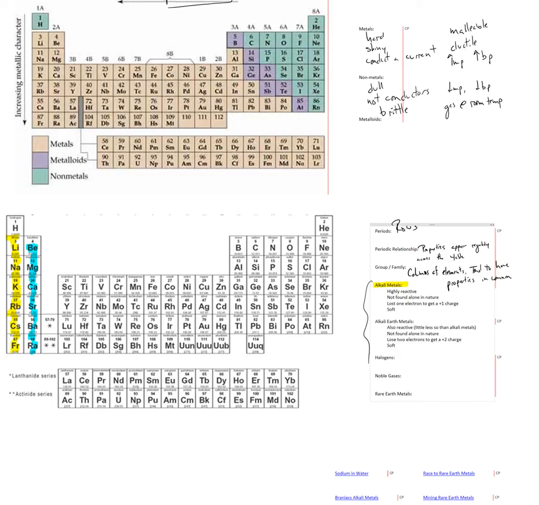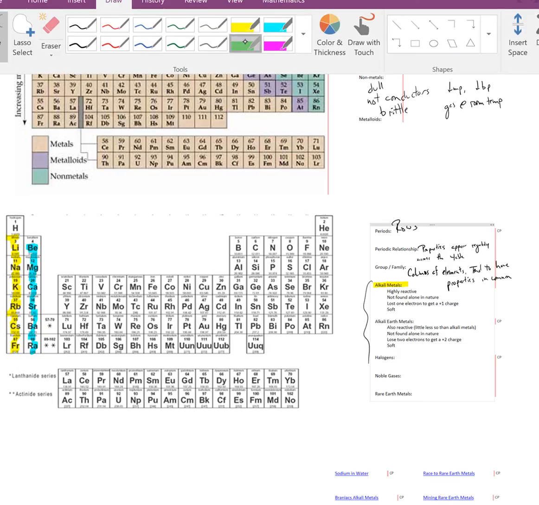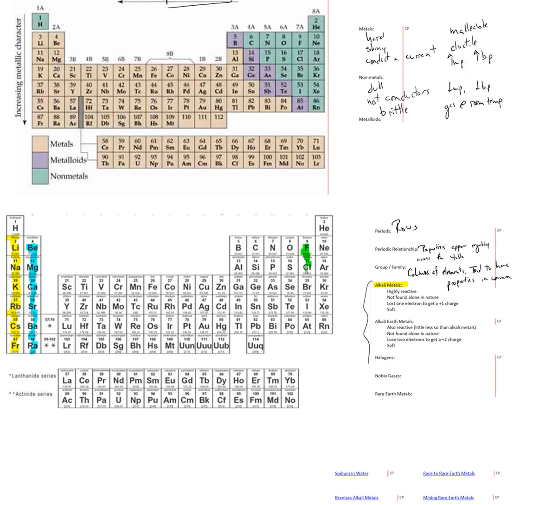Look at our halogens. Halogens right here: fluorine, chlorine, bromine, iodine. Astatine is incredibly radioactive, and there's very, very little astatine. It's incredibly rare. So while it is a halogen, we almost will never see it in this class. So halogens, those are also reactive. But these actually will gain 1 electron to get a -1 charge.